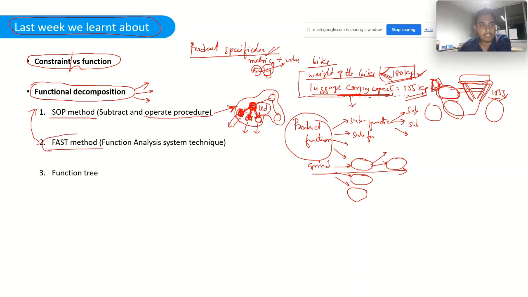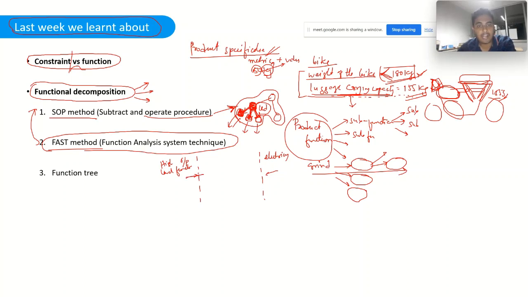The other method was the FAST method, and the benefit of this is that it can be used for new product development also. So what we do here is we make two lines. We start from the output to the input. Here is the output, which means the highest level function, and as an input we consider an assumed input like electricity, a very basic one.